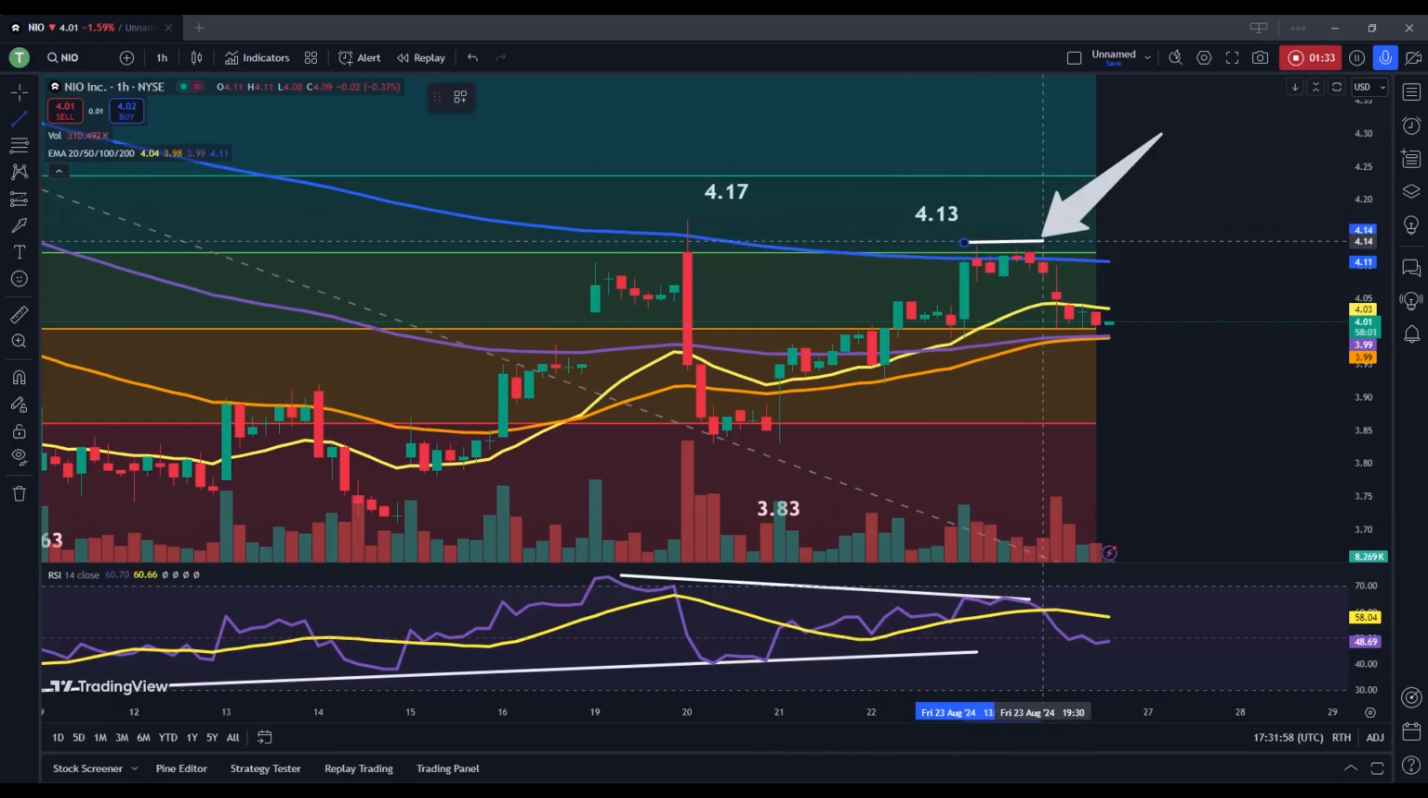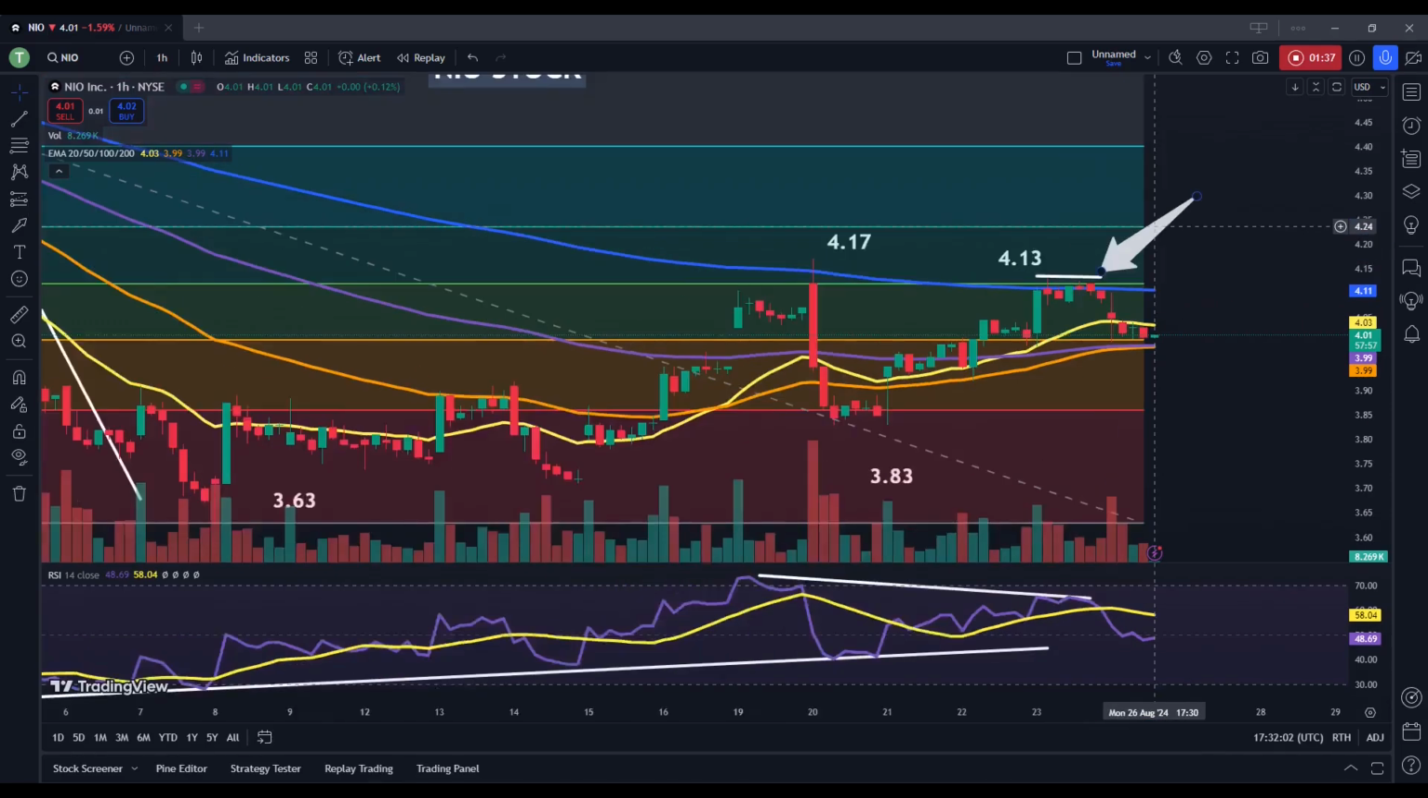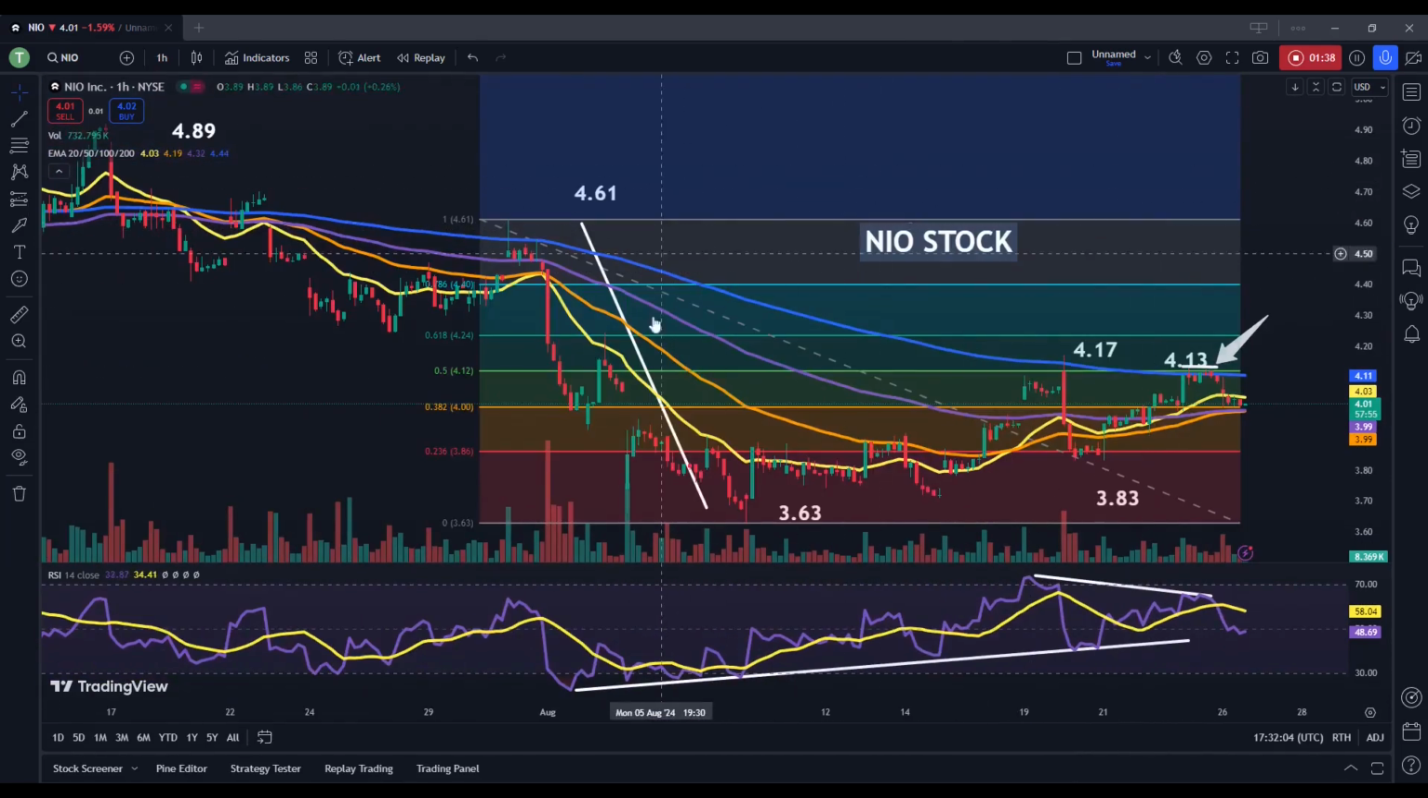As we can see here, there is also a very important Fibonacci retracement zone that comes into contact with this area roughly. The 50% retracement of this price move that we have established previously comes in right near this level, roughly 4.12. And as we can see here, the price high came in at 4.13.